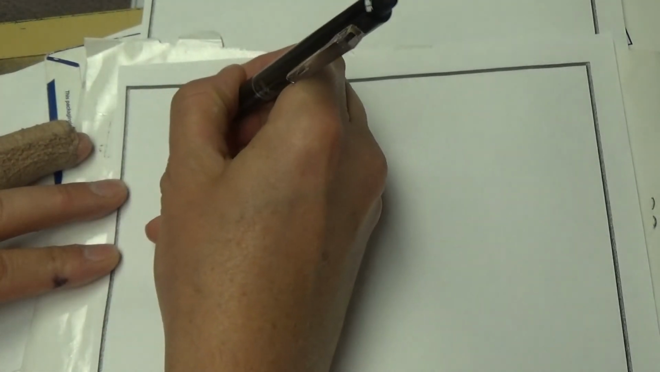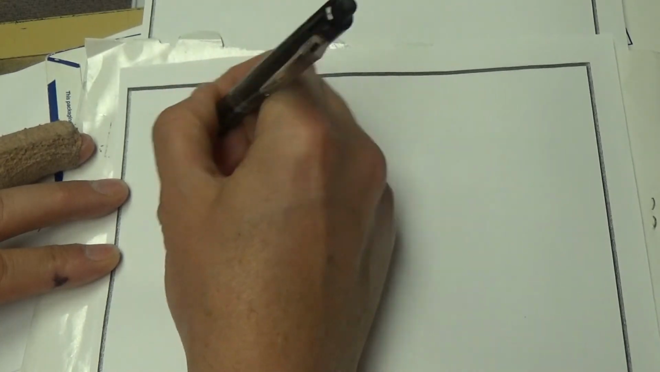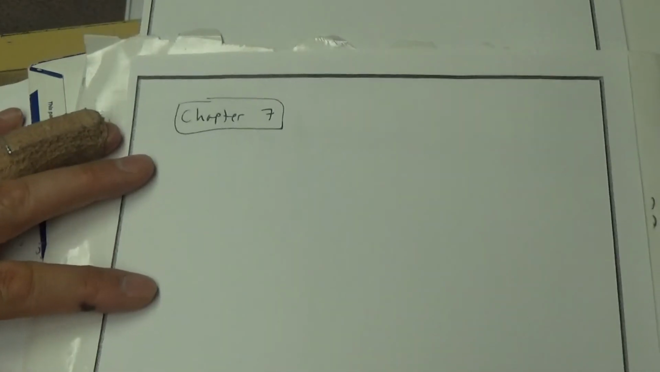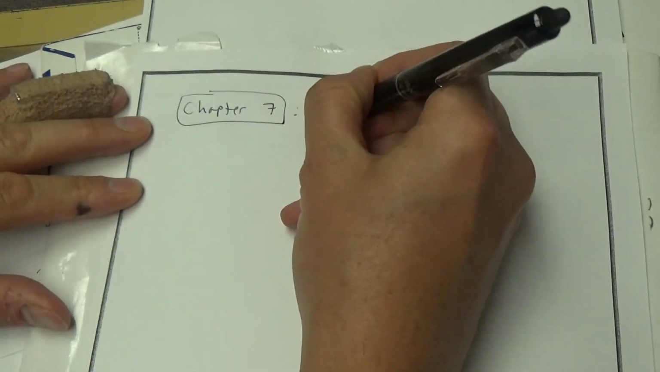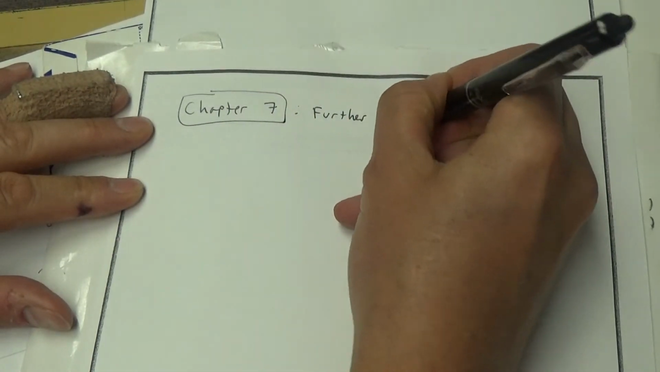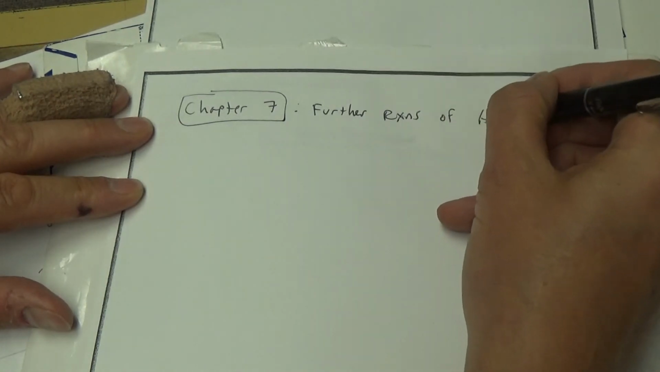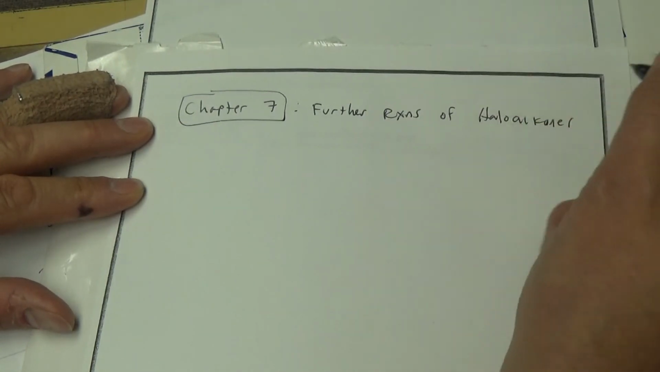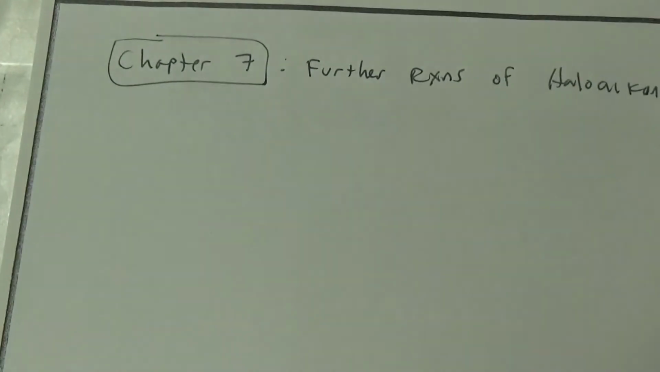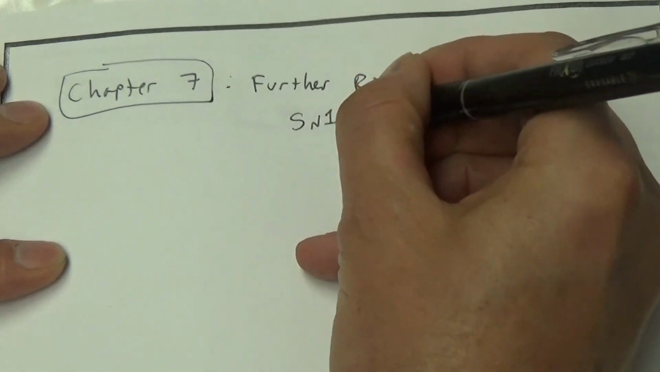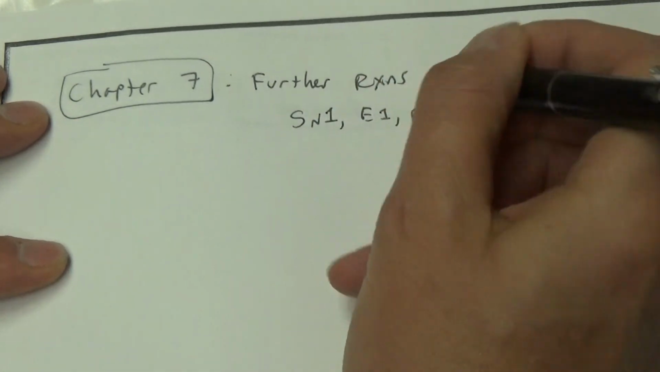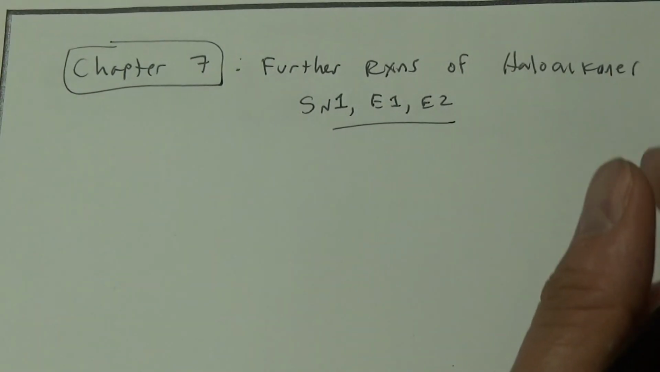Alright, so now we're on to Chapter 7, which has a nice title: Further Reactions of Haloalkanes. Further reactions of haloalkanes. Particularly, we're going to learn about SN1, E1, and E2. Those are the key reaction mechanisms we'll learn about.